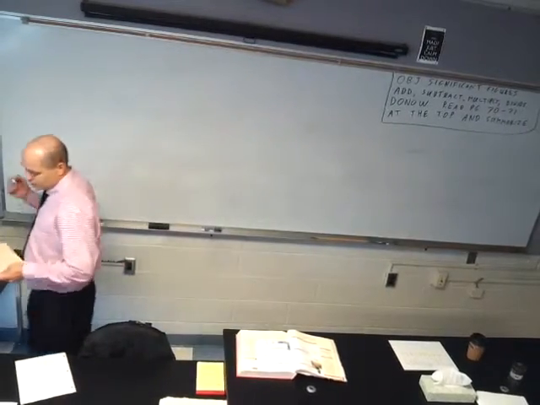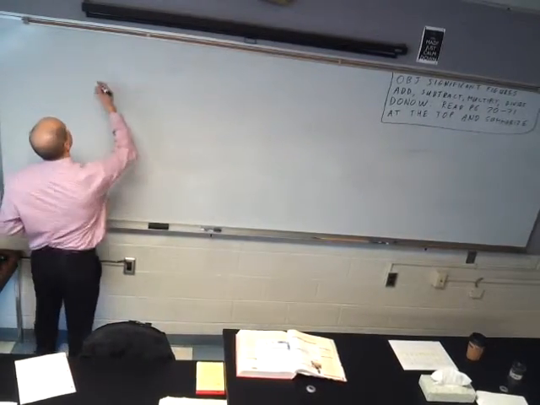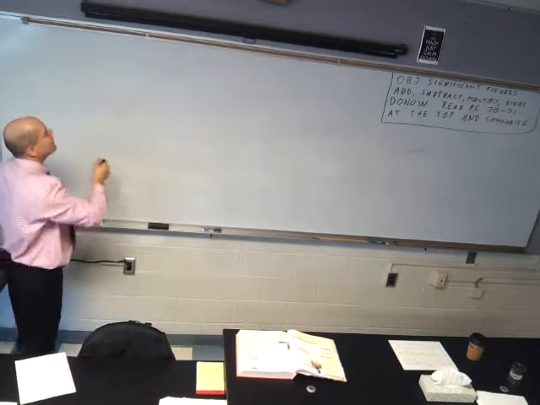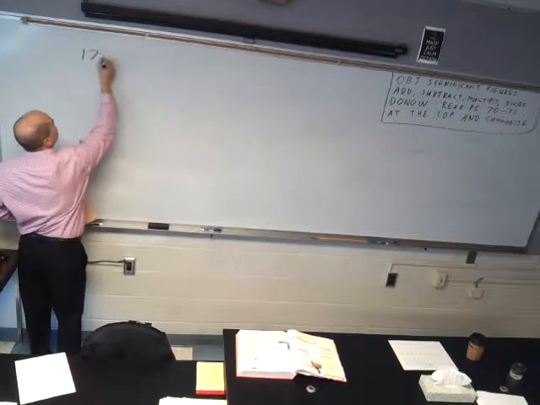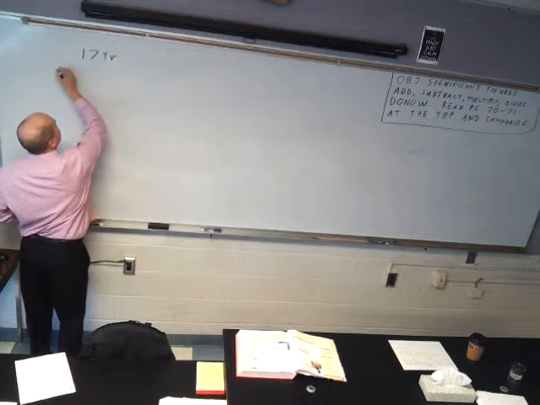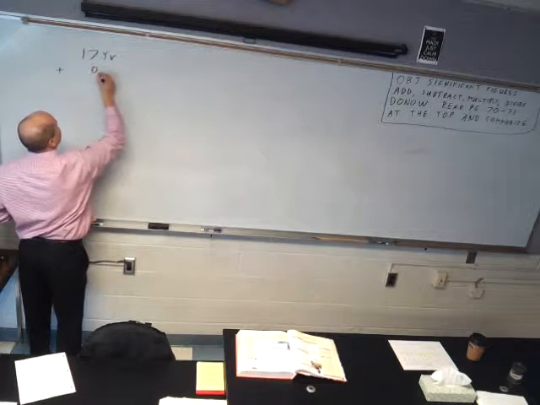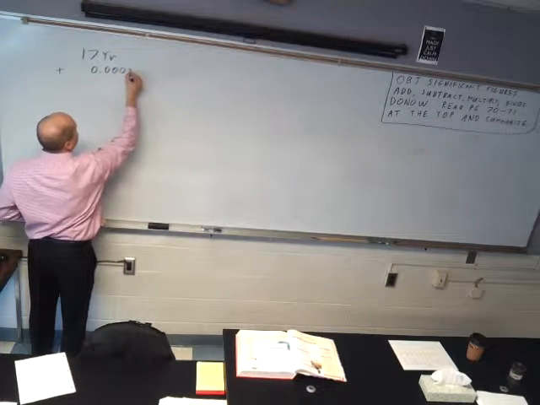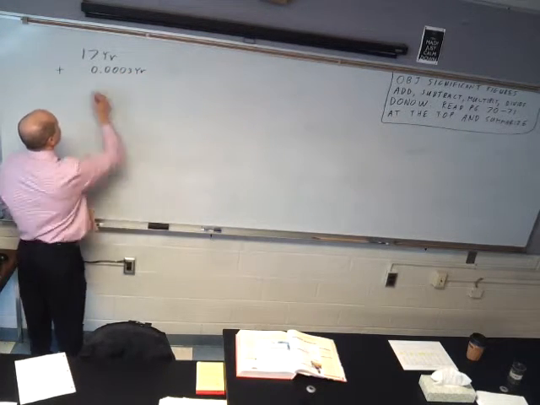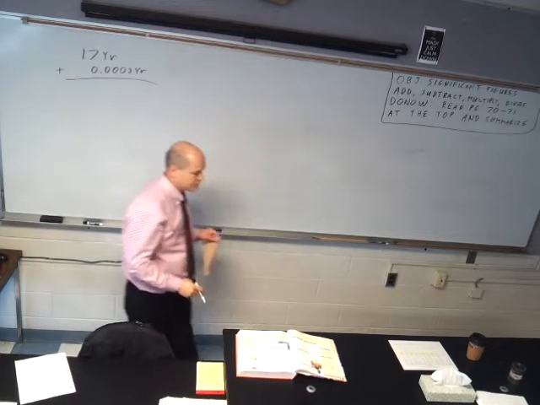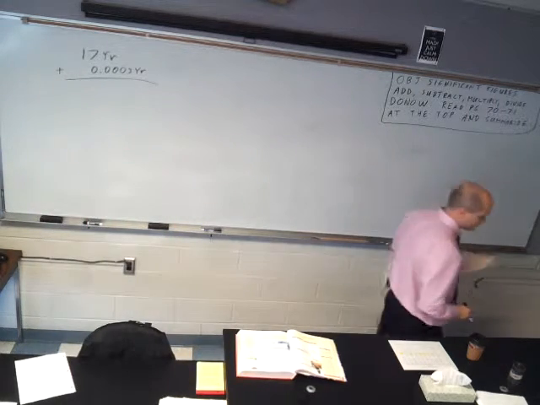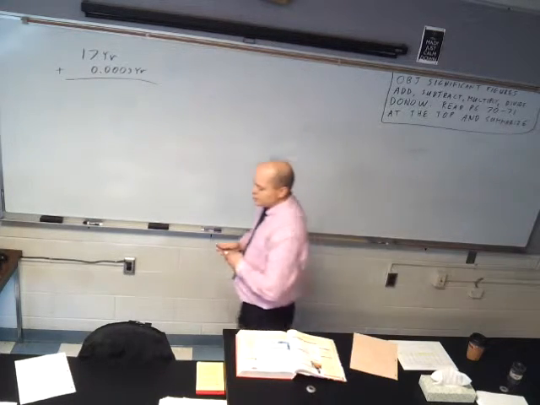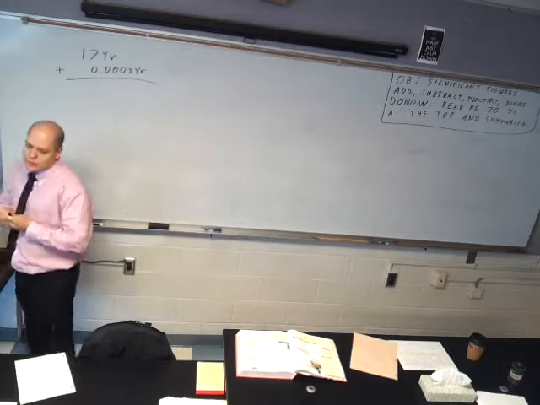All right, so don't write this down. Let's start off with an example here. Let's say I asked you to add 17 years plus 0.0003 years. What would the answer be? Wrong. Yes, absolutely. Now, why do I say that? Why do I tell you this is wrong? So, somebody raise your hand.